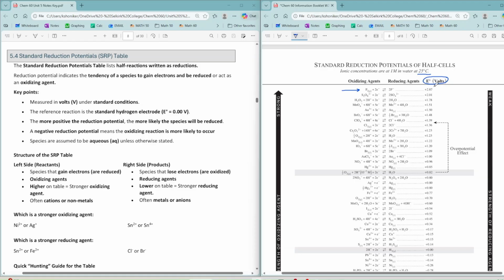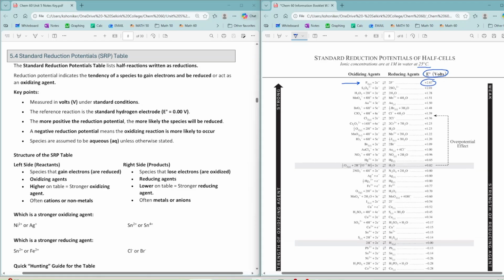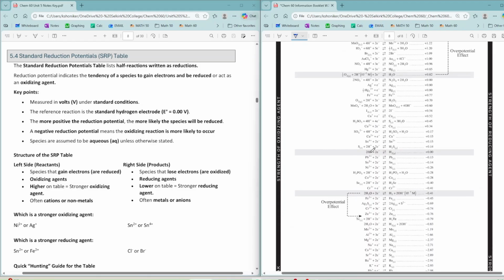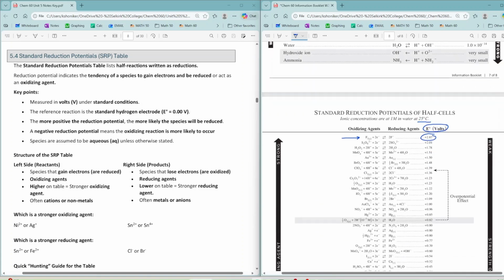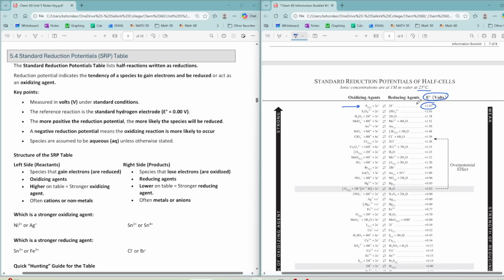You'll notice that at the top, these have the highest value, and then it decreases as you go down the table, and below the hydrogen ion it actually switches to being negative. These are very weak oxidizing agents, but very strong reducing agents, or being oxidized. So these want to run that way, whereas the ones at the top want to run as a reduction. Making sure I've covered everything.